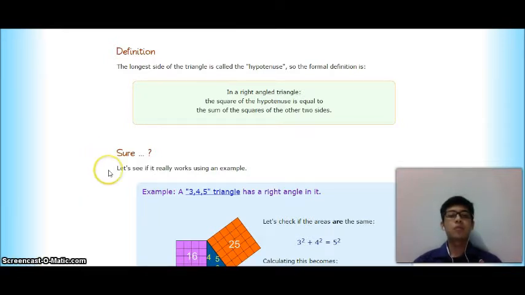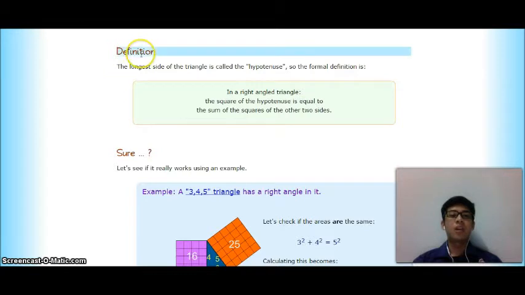So now I would like to explain and teach you all about the subtopic Pythagoras theorem. As you all know, we have learned this subtopic before in elementary school. So now we would just like to refresh our knowledge on this subtopic.